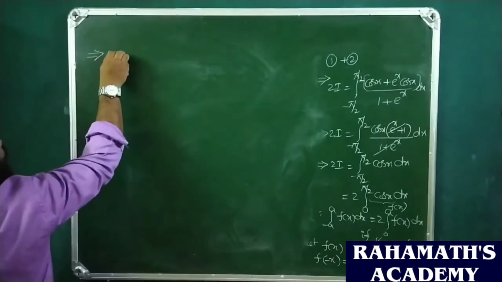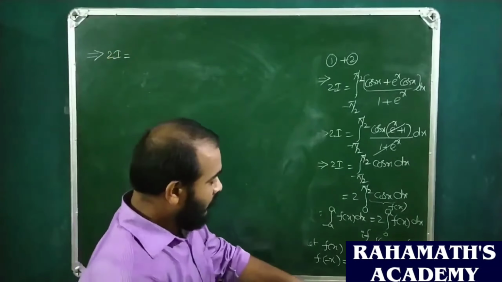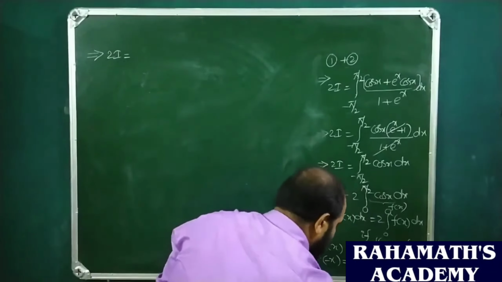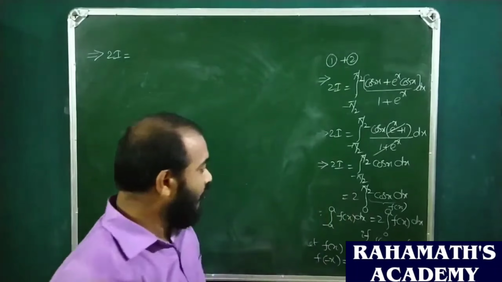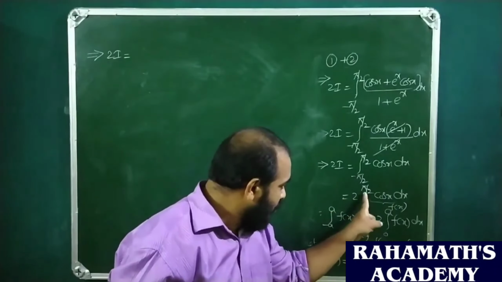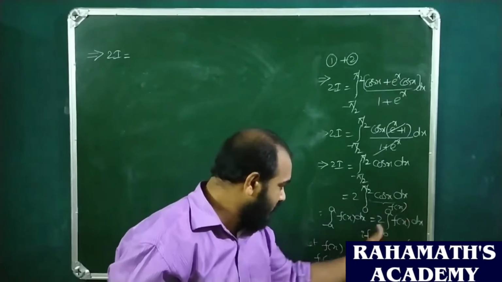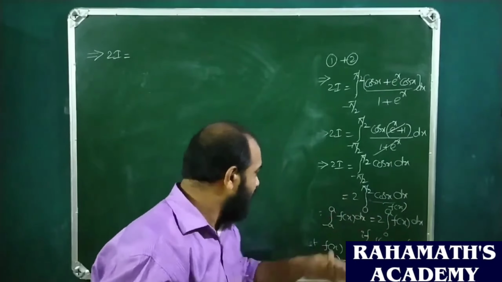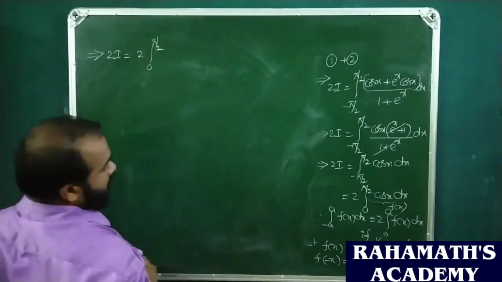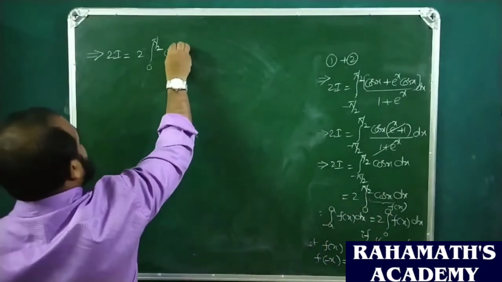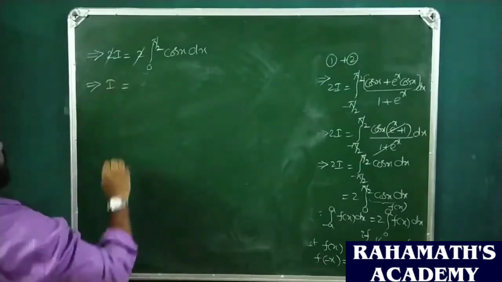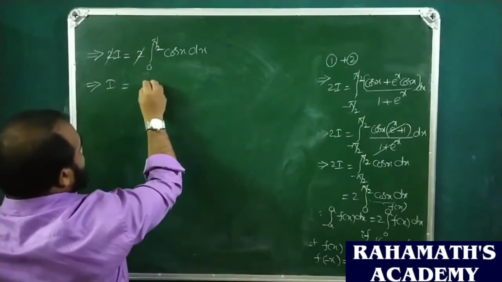That implies 2I is equal to, since f of minus x equals cos x, which is f of x, therefore integral minus a to a f of x dx equals 2 integral 0 to a f of x dx we can write, because this is the explanation for that. So 2I is equal to 2 integral 0 to pi by 2 cos x dx. So this 2 gets cancelled, implies I is equal to, what is integral cos x? Sin x.